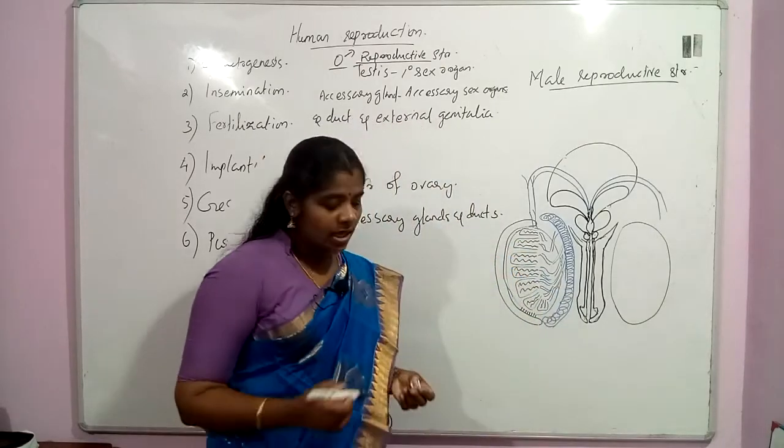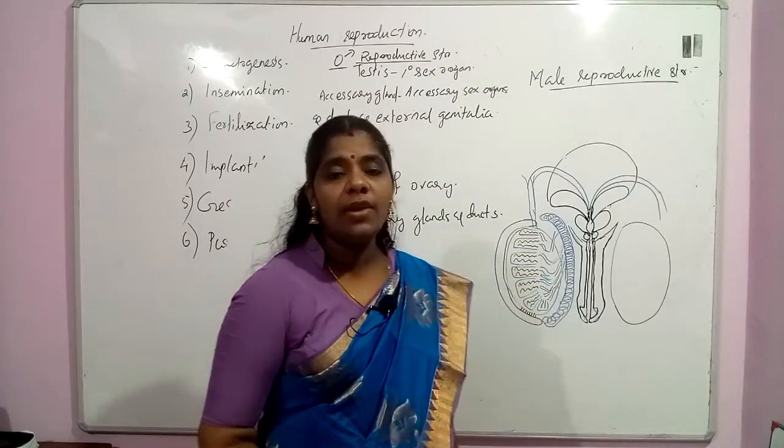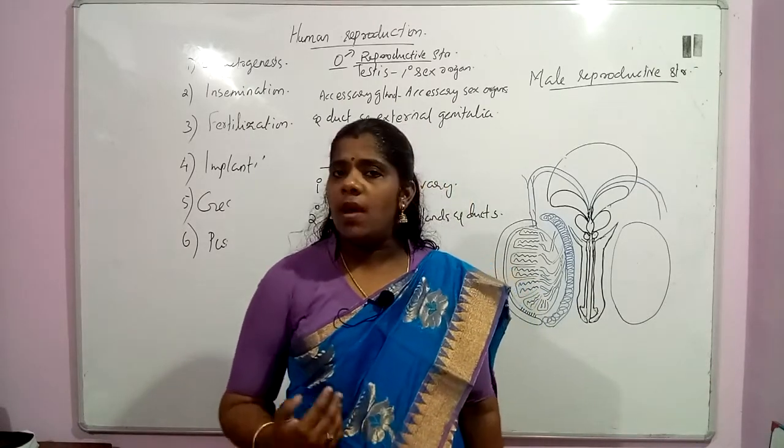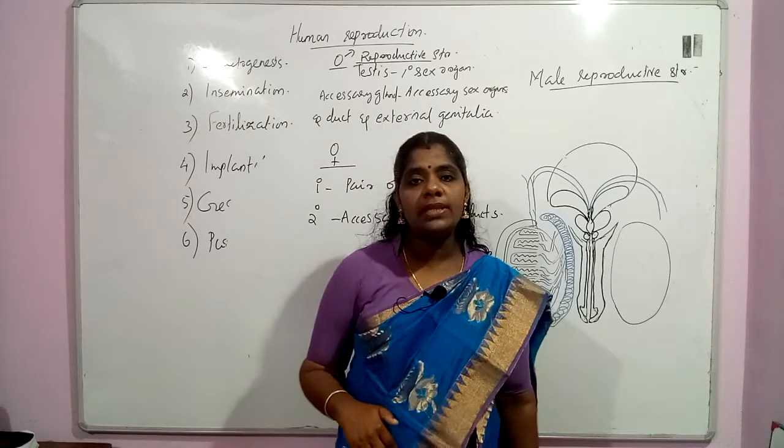Now you just understand the reproductive structure in male and female. It will have the primary sex organ and secondary sex organ. The primary sex organ is where the gametes are formed.